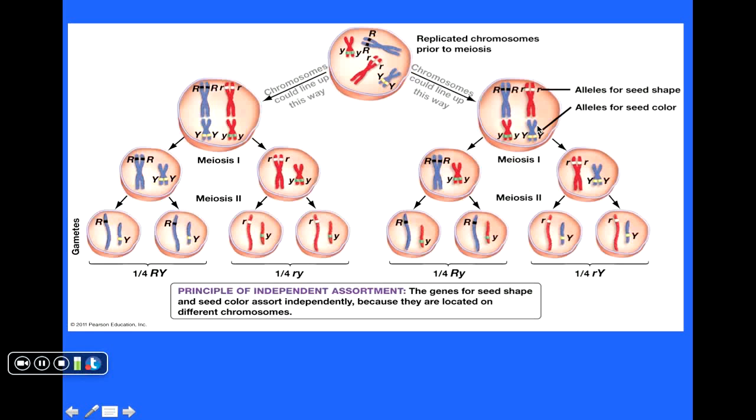Whether this arrangement on the left or toward the right occurs is totally random, totally a chance event. It just depends on how these chromosomes happen to line up during metaphase 1. If you then take each of these cells and run them through meiosis, you will get different combinations of alleles depending on how the chromosomes line up during metaphase 1 of meiosis. So the basic idea of independent assortment is that chromosomes, or the alleles on those chromosomes, line up independently of each other. The alignment of one pair of chromosomes is totally independent of the alignment of an adjacent pair of chromosomes.